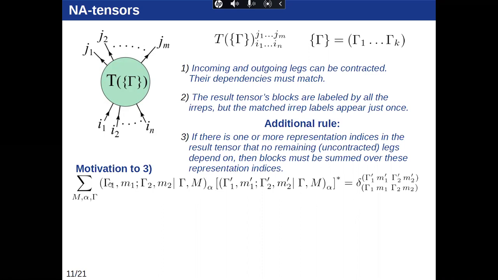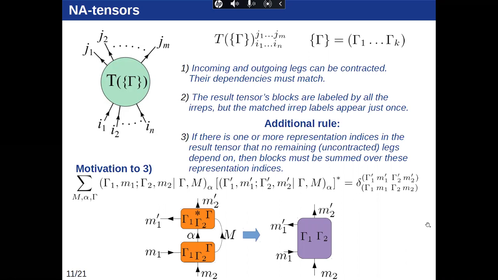And if I draw this equation graphically, that means I contract alpha and m, because I contract these two guys. That's why the gamma one, gamma two, and gamma are the same. So I get gamma one must be the same as gamma one prime, and gamma two must be the same as gamma two prime, because of the contraction of the legs. But at the end, there is no leg in the result tensor that depends on gamma, and that's why I have to sum over gamma. So this is why I have this additional rule.